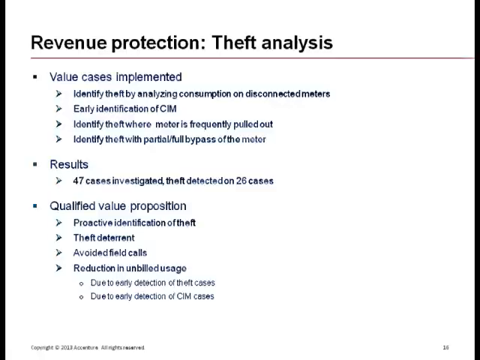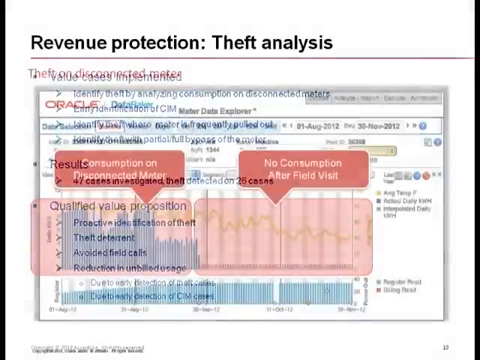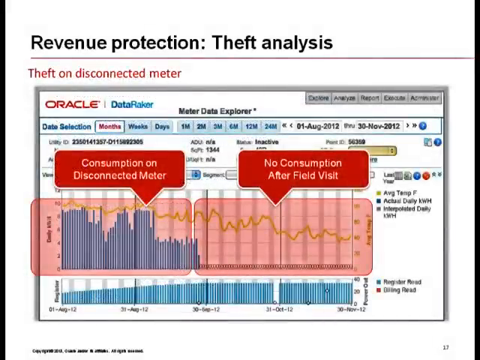So far in our pilot, we have investigated around 47 cases and detected theft on 26 out of them, a pretty good number. Some of the value propositions we have seen in the pilot are proactive identification of theft, avoided field calls during theft of energy investigation due to better usage information, and reduced unbilled usage due to early detection of theft and CIM cases. So now I'm going to talk about some of the examples here.